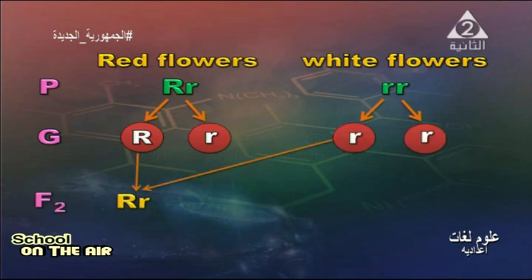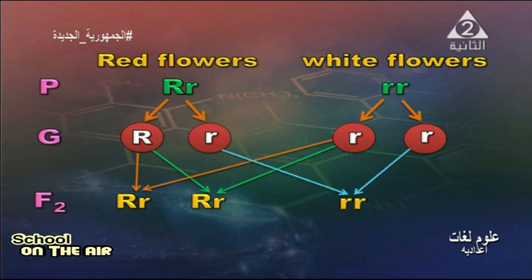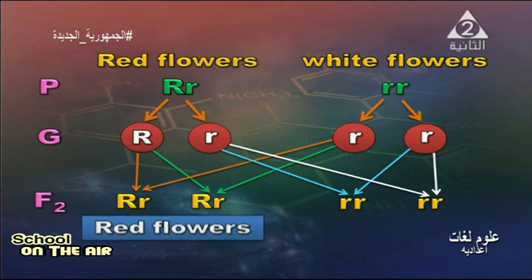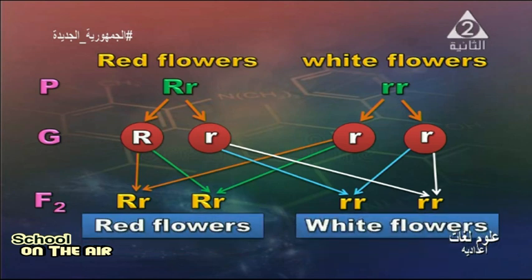When capital R meets small r, it will produce a red flower. When capital R meets small r again, it will produce a red flower. But if small r meets another small r, it will produce a white flower. So the generation is 50-50, red flower and white flower.